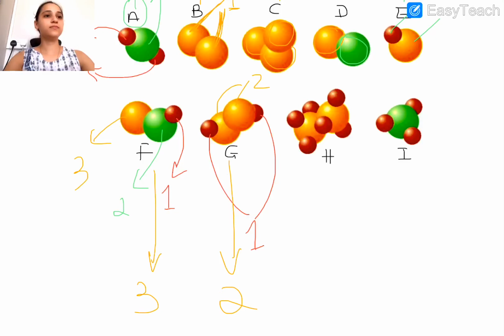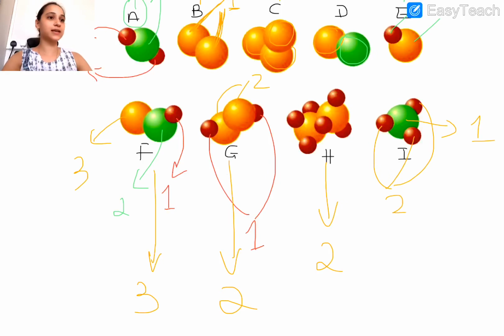H, so the red one, that's 1 kind of atom, and the orange one is the second kind of atom. So here there's 2 types of atoms making up that molecule. And I, you see the green one is 1 kind of atom, and the red one, that's the second kind of atom. So here there are 2 different types of atom making that molecule. So molecules need to have more than one atom together. This is not a molecule.